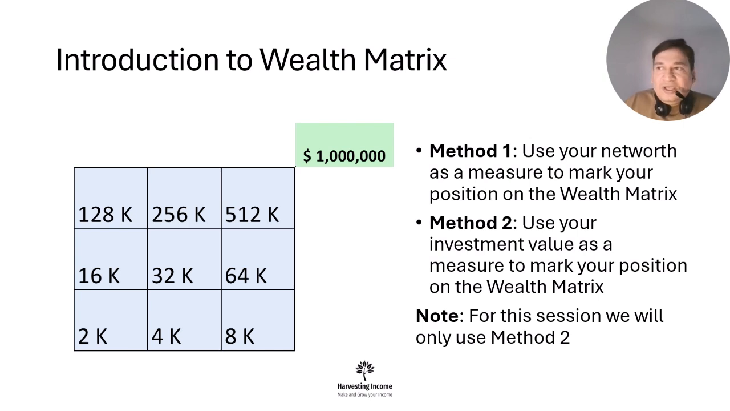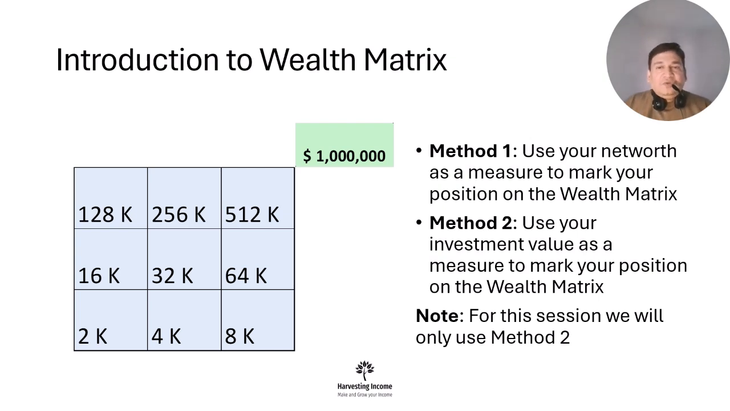You see the number 2K here. That is the bottom left where you're starting. And you gradually move from 2K to 4K, 8K, and from 8K to 16K, and so on until you reach 512K. Basically, K represents $1,000. So if I'm saying 4K, it means $4,000.